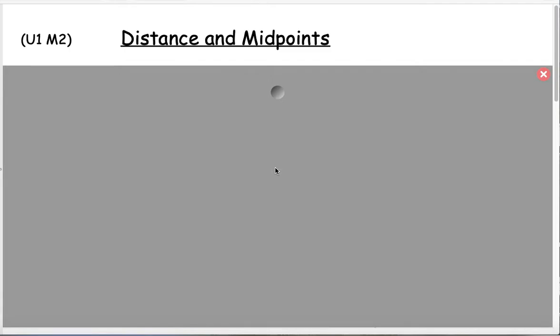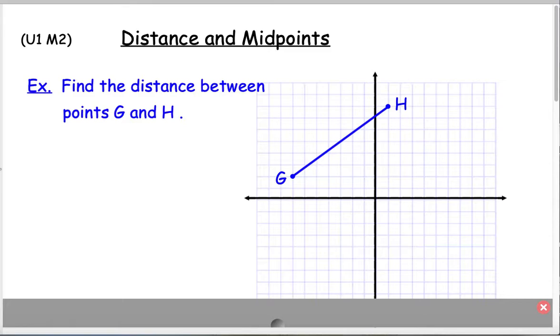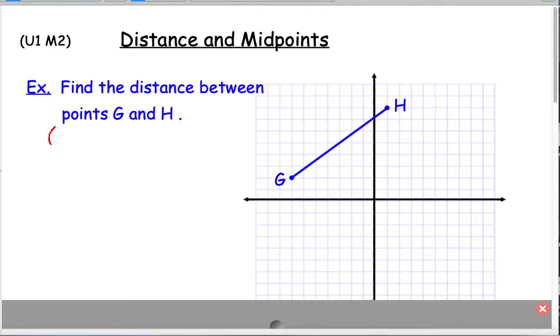For today's lesson, we're going to revisit distance and midpoints. So let's start with distance. If I give you a graph, and I give you 2 points and I connect them with a segment, and if I ask you for the distance between points G and H, that's the exact same thing as if I said, find the length of segment GH.